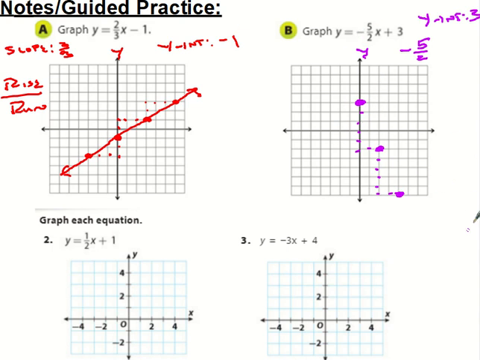And then I cannot draw a straight line between these. Oh, maybe I can. Let's try it with a mouse instead of my pen.